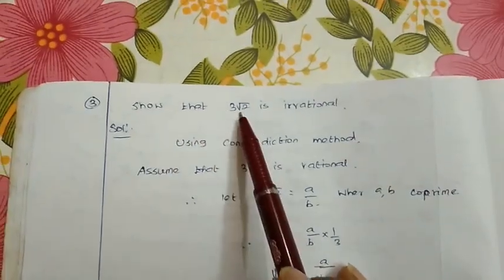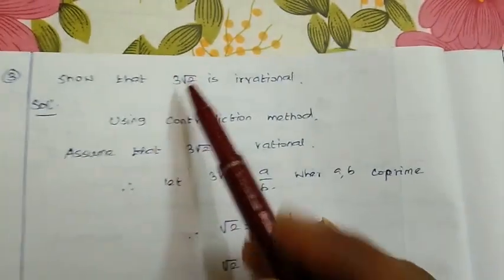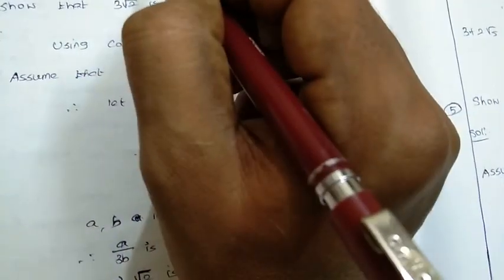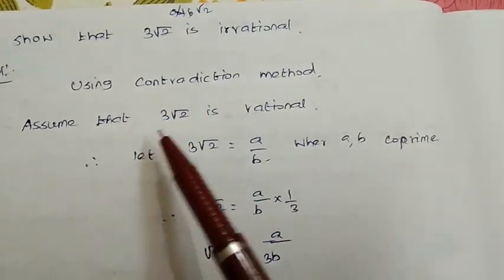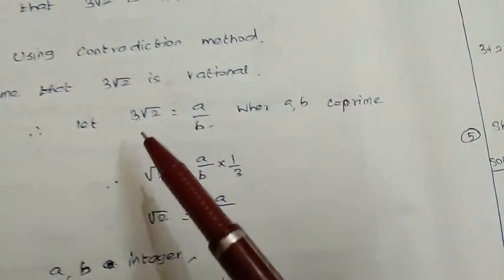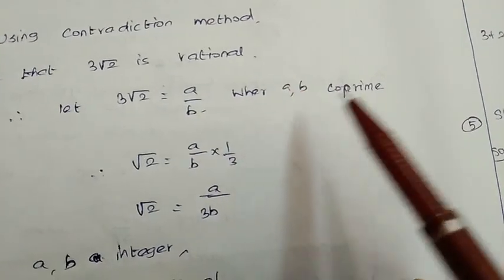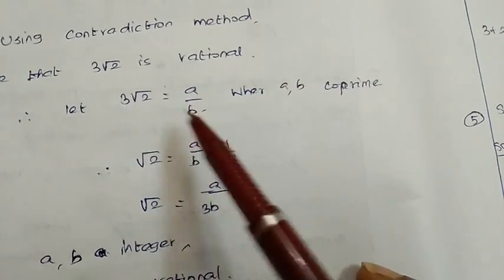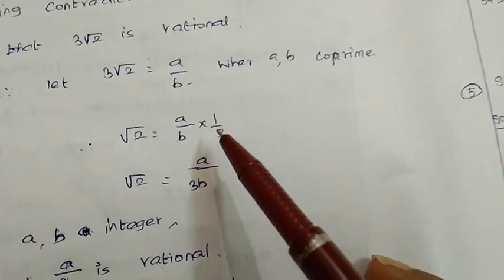Next problem. Show that 3 root 2, a plus b root 2, a plus b root 3, a plus b root 5, a plus b root some number. Here instead of a plus b root 2, here no a. So that is the same thing. Using contradiction method, assume that 3 root 2 is rational. That is, let 3 root 2 equal to a by b, where a, b are co-prime.